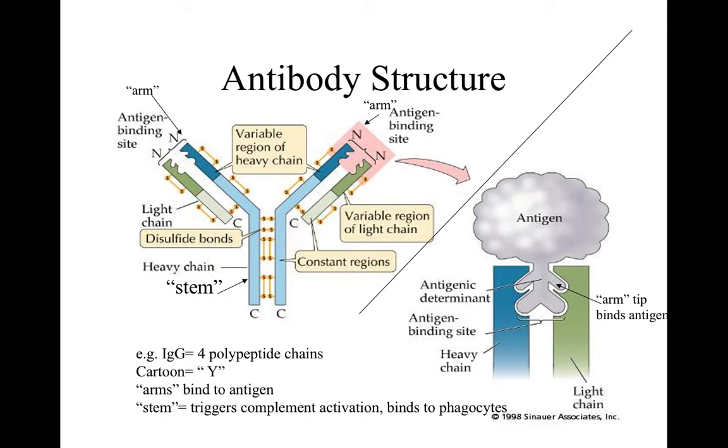So the FC stem is really important. It can bind complement and activate complement, so maybe you can think of FC, C is for complement binding. In addition, folks, this is really important: our phagocytic cells have receptors for the FC stem right here. Our phagocytes have receptors that can bind to the tip of the FC fragment.